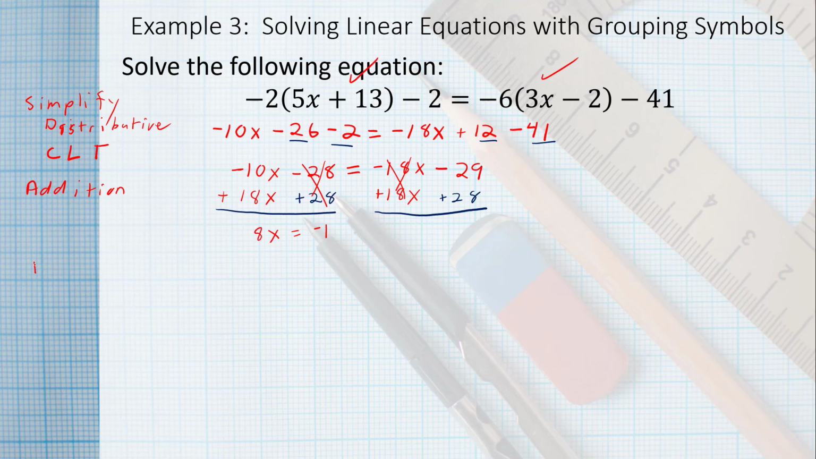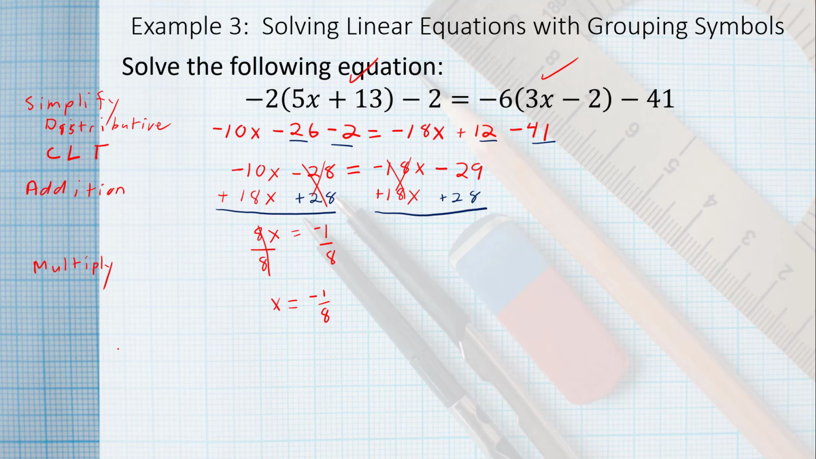Now we want to use the multiplication principle of equality to make this coefficient 1. And we can do that by dividing this side by 8. Once again, what you do on one side, you got to do on the other side. So we're going to divide both sides by 8. And then when we simplify these cancel, we have x, and then x is going to be equal to negative 1/8.